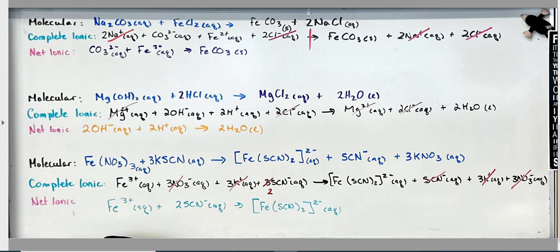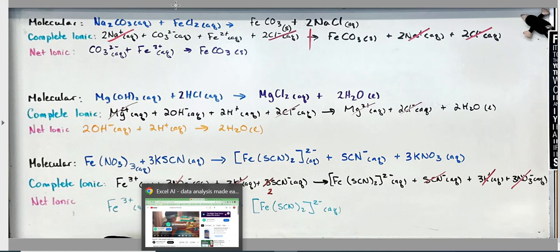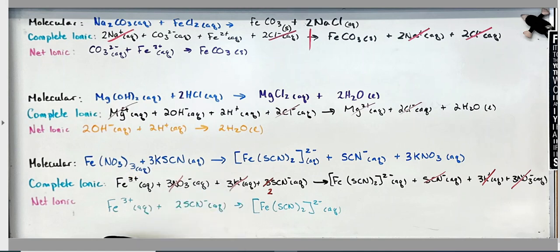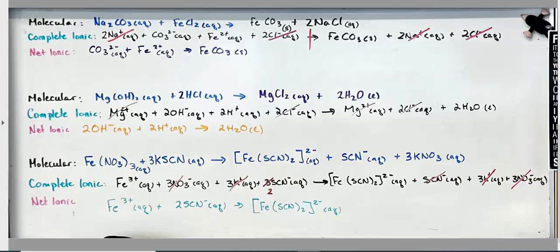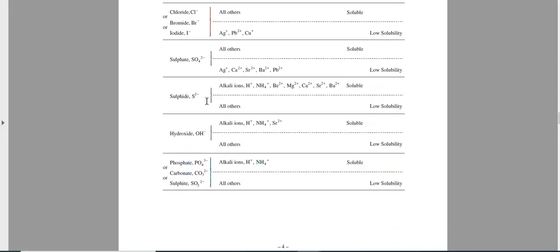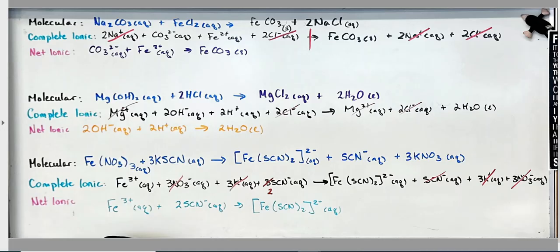Since these are all ionic compounds, we're going to break them apart. So first off, why is this a solid? Well, when we go to look at our data booklet and our periodic table, we have this solubility chart. So we're looking at iron carbonate, so we have to find carbonate on our list. Here it is down the bottom. And we see that carbonate with anything that is not an alkali ion, hydrogen ion, or ammonium ion has a low solubility, which means it comes out as a solid. This comes out as a solid.